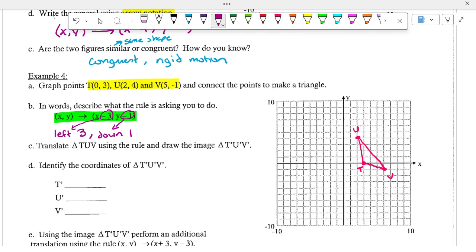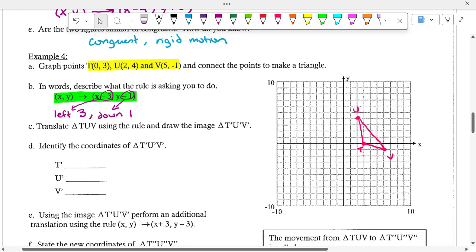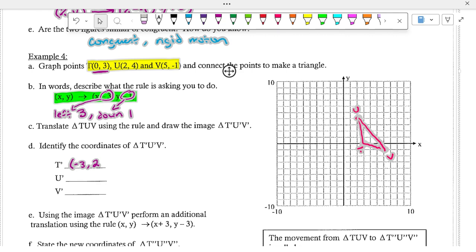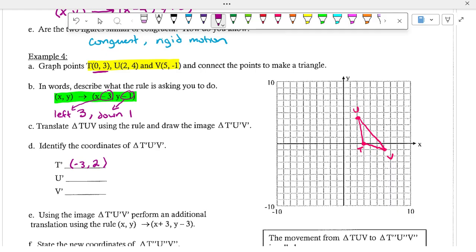So what would be T prime? So if I start at 0, 3, and I go to the left 3 and down 1, what's my new point? Anyone? Negative 3. So look at the original point. You're just subtracting 1 from the Y. It's 2. 3 minus 1 is 2. So I'm going to go ahead and graph that. So negative 3, 2.